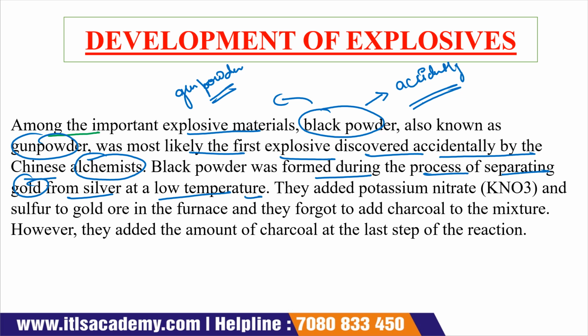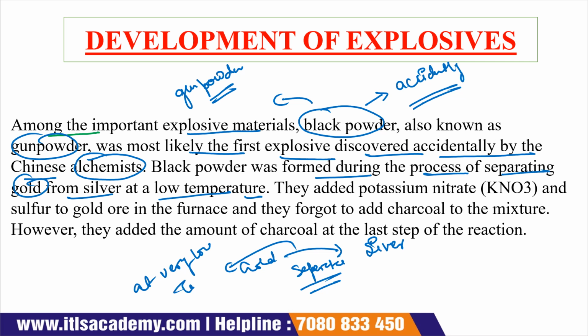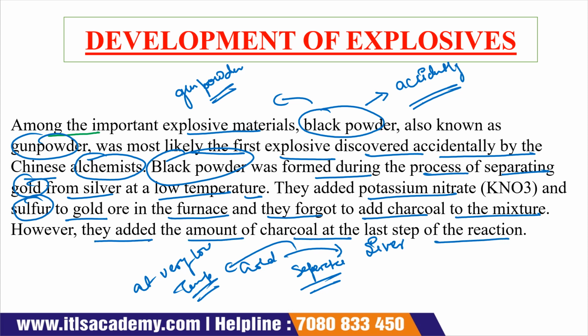Now, there is a process in which gold is separated from silver, and this separation takes place at very low temperature. During that process, this black powder, also known as gunpowder, was formed. Then potassium nitrate was added, and along with potassium nitrate, sulfur was also added into a gold ore in a furnace, and they forgot to add charcoal to the mixture. However, they added the charcoal at the last step of the reaction.